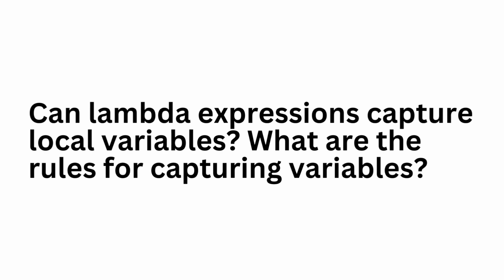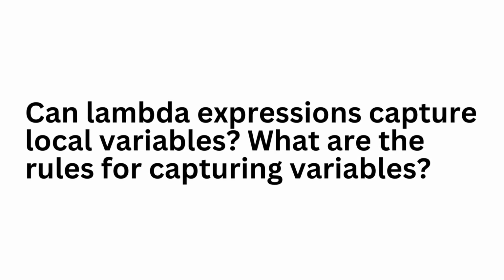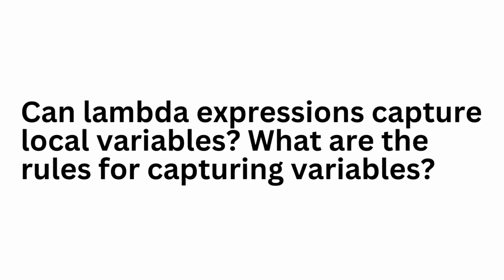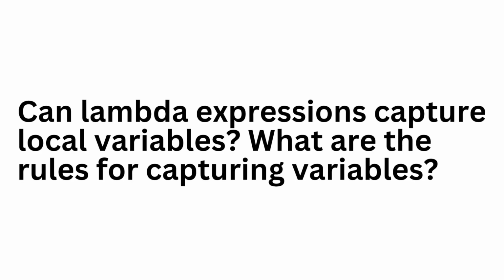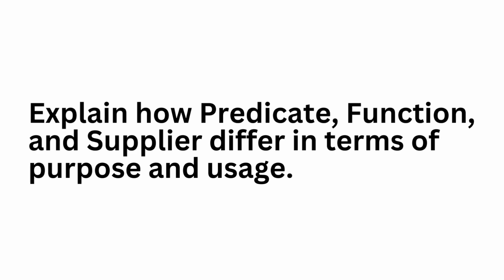Now there are certain rules for capturing variables. So first rule is that you have to use final. A variable is considered effectively final if it is assigned a value only once and is not modified thereafter. So if the variable's value is changed after being captured, the compiler throws an error. So here if you take a look, this is one of the examples where you will see a compilation error. Alright, now let's move on to the next one.